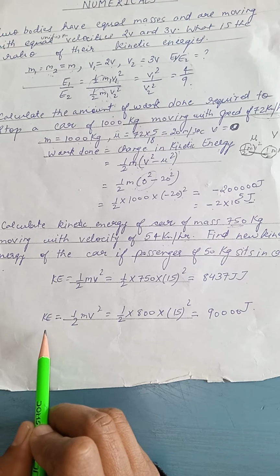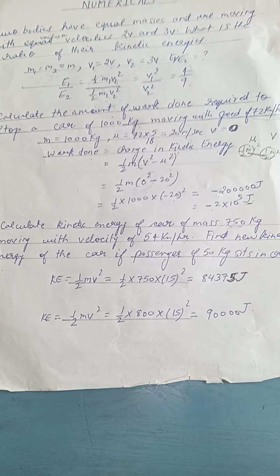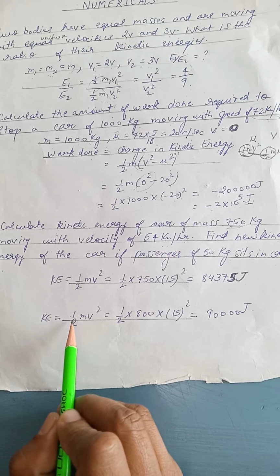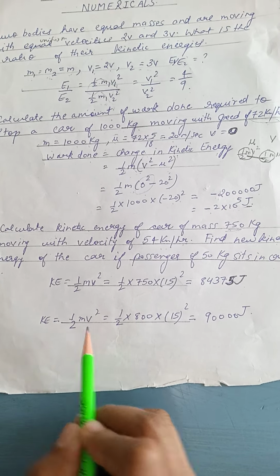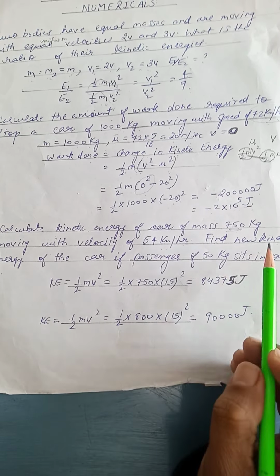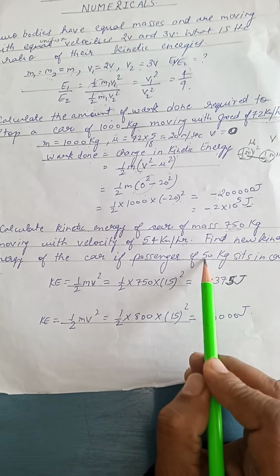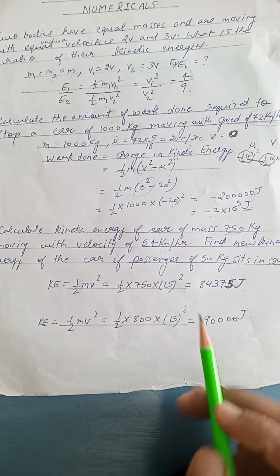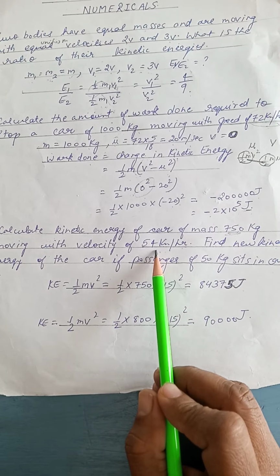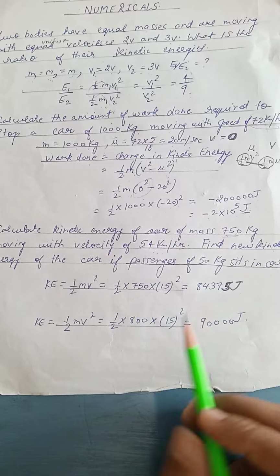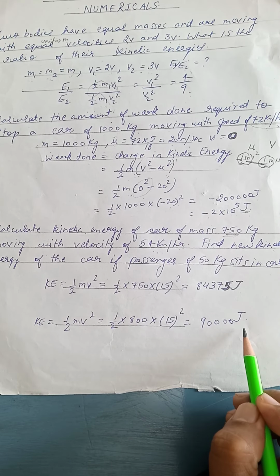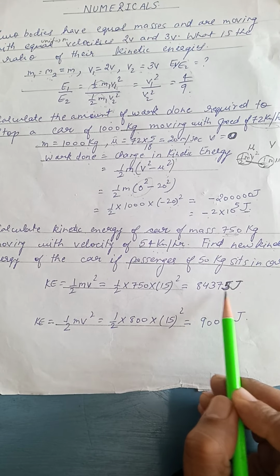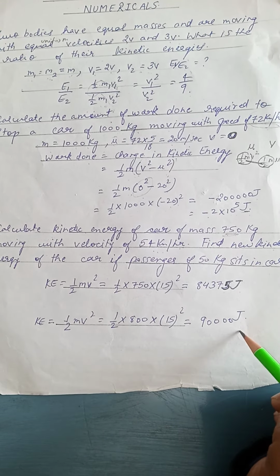Now in the case of the second kinetic energy, you have to write down the same formula, half mv square, half. Now the new mass after the entrance of the 50 kg person is 750 plus 50, so we write 800, and the velocity is the same, which we convert to meter per second, that is 15. So on solving you will get this answer. Okay, now here you are getting 84375 joule. Now don't forget to write the unit.